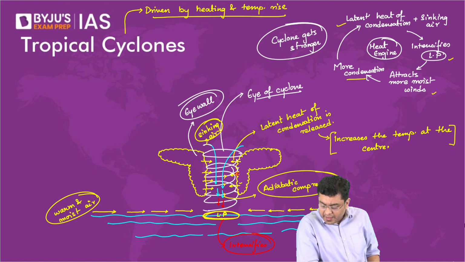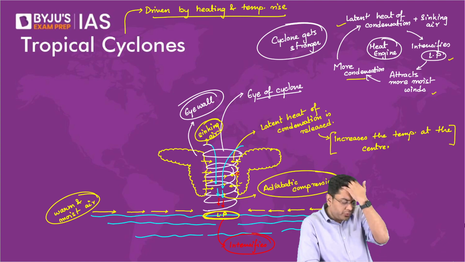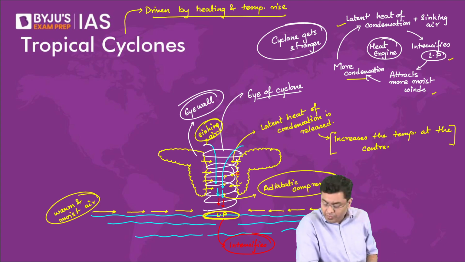How much can the eye of a cyclone be warmed? Generally it is around 4-5 degrees higher than the surrounding regions. And there are multiple reasons for continuous rainfall nowadays. It is the monsoon season. Monsoon season is always associated with rainfall.